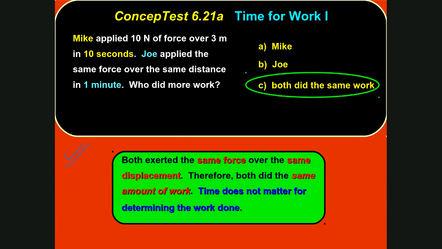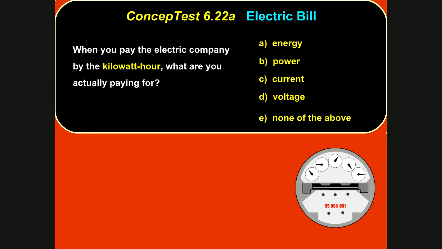So let's come to the next part, electrical bill. That's more related to today's lecture. When you pay the electrical company by kilowatt hour, what are you actually paying for? If you have not gone through the chapter that I uploaded this morning, you can go back and learn about electrical energy. Basically, power is work done over time.